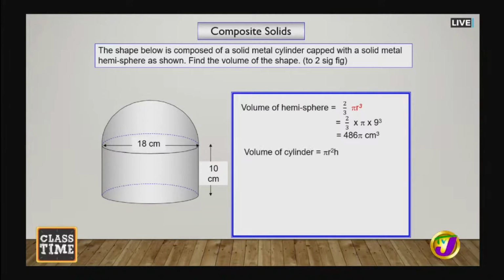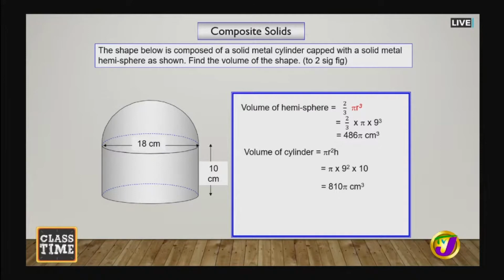So next we would need to find the volume of the cylinder, and we're going to use the same radius because they are sharing the same cross-sectional area. Yes, with that diameter of 18. So it is going to be pi times 9 squared times 10. Awesome. And that would give us a volume of 810 pi cubic centimeters.